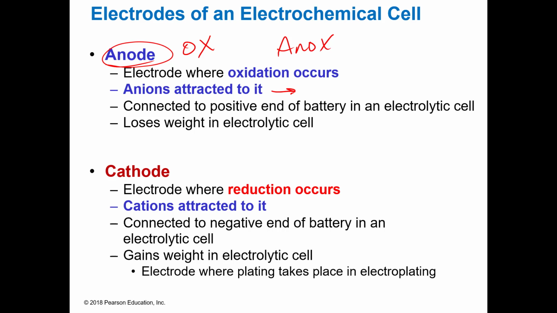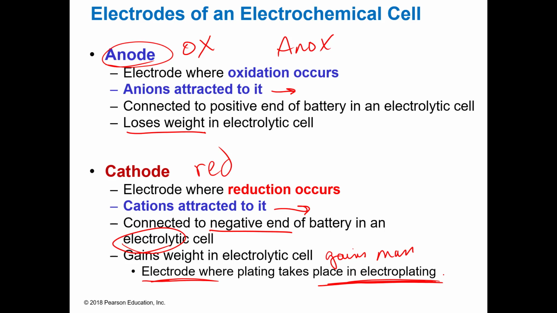In an electrolytic cell, the anode loses mass. Okay? A cathode, as you might guess, is where a reduction occurs. The cations are going to be attracted to that. It's connected to the negative end only in an electrolytic, okay? And it's the one that gains mass, okay? The electrode is where the electroplating that we talk about is occurring when you have an electrolytic cell. And remember, this is the one that you add energy to.